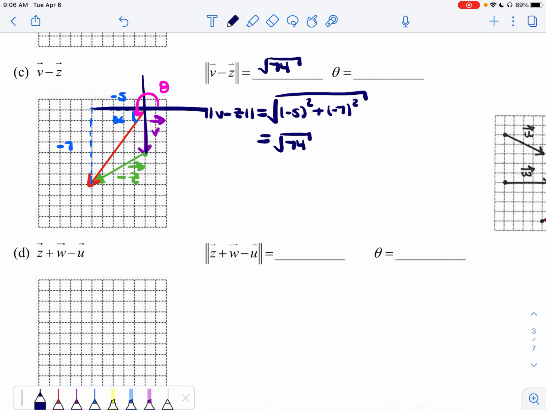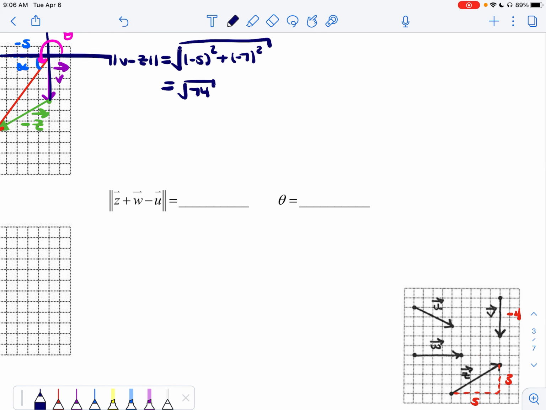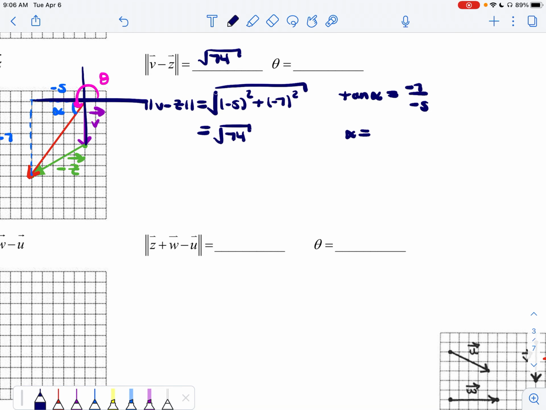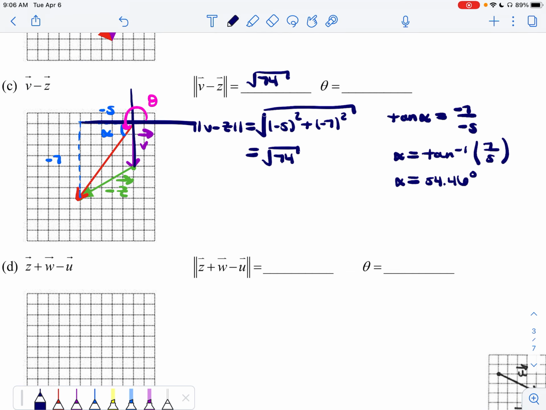Okay, so start off by using your tangent. So we would have tangent of alpha to begin with is opposite over adjacent. So alpha would be the inverse tangent of 7 over 5. And plugging that into our calculator, we get 54.46 degrees. Okay, so that's our reference angle. 54.46 degrees is our reference angle.